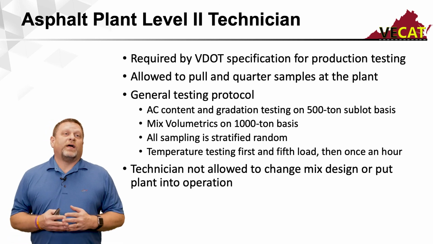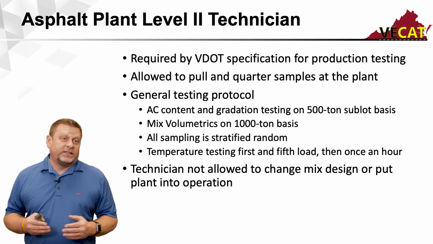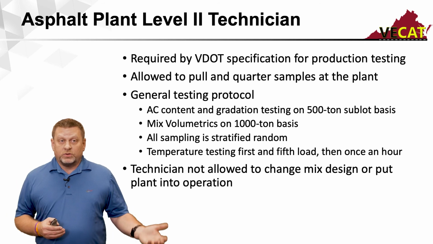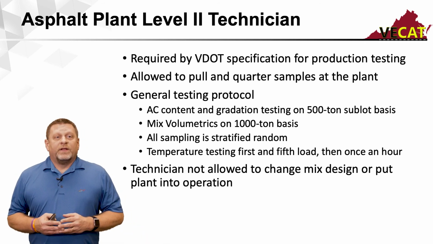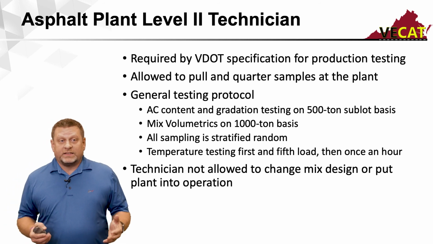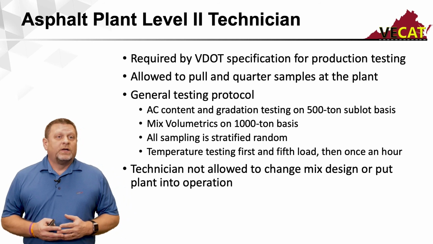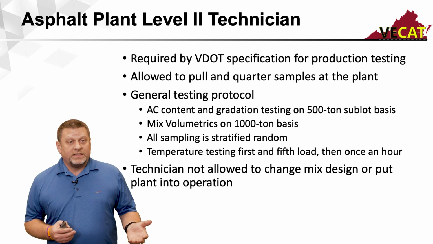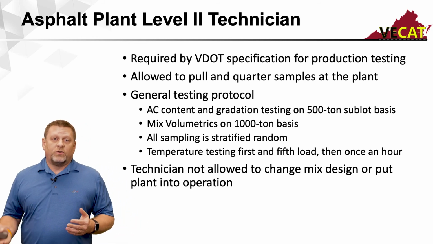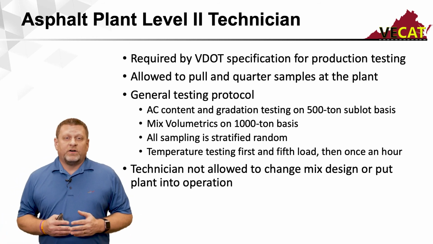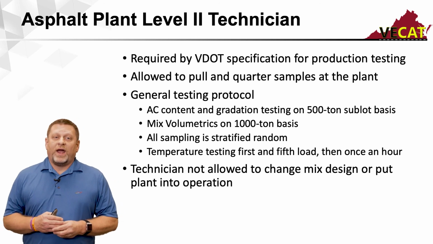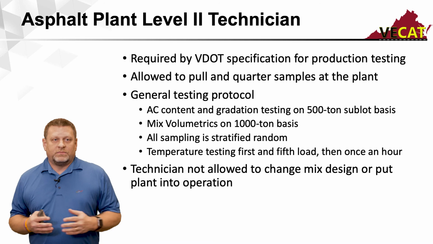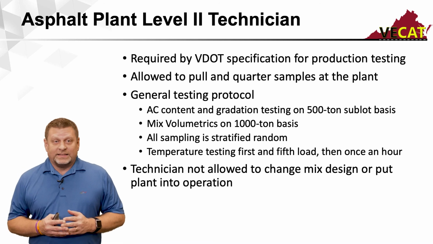These asphalt plant level 2 technicians are also able to pull samples and quarter samples. They can do all the general testing that keeps a plant operational. They can measure the asphalt content, basically your furnace burn. We covered that, and do your gradation. This is done in 500-ton increments on a sublot basis, so it's done based on a random number table that tells you when to take these samples.